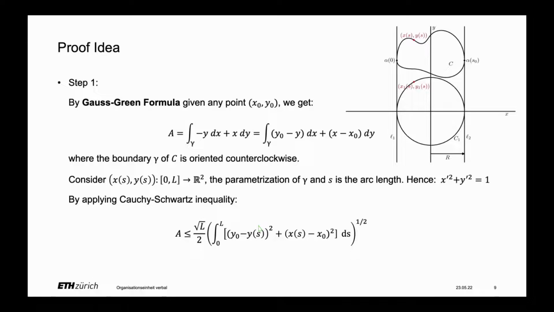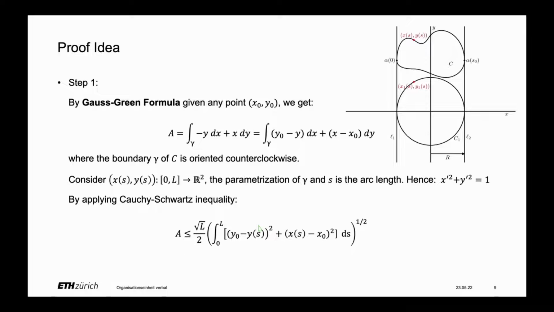By applying the Cauchy-Schwarz inequality, and I've left out a few steps here, for A we would first plug in our parametrization such that we have the whole integral between 0 and L. This is where the 0 and L come from. Applying the Cauchy-Schwarz afterwards, we get the square root of L over 2, so the whole thing is smaller or equal to the square root of L over 2 times the integral between 0 and L of (y0 minus y(s)) squared plus (x(s) minus x0) squared ds.